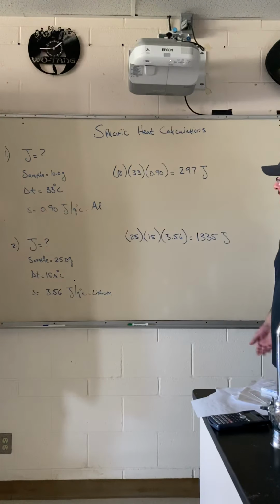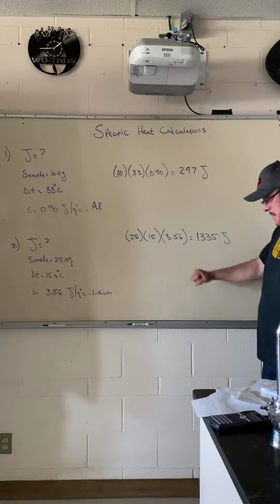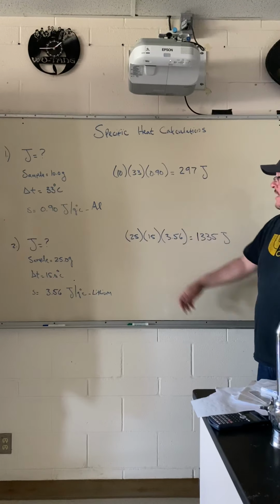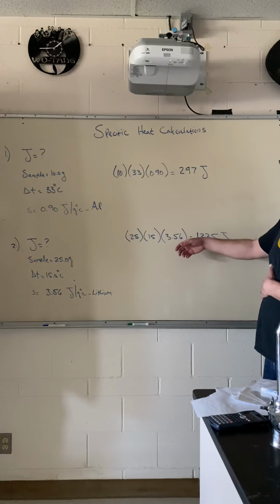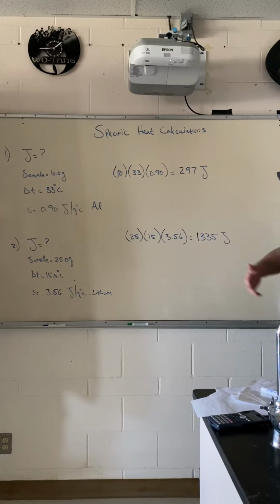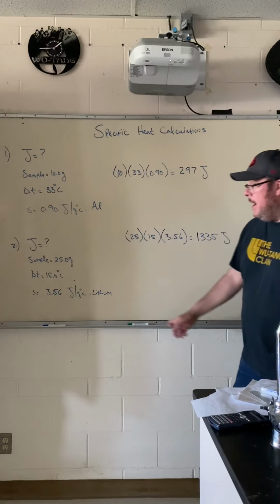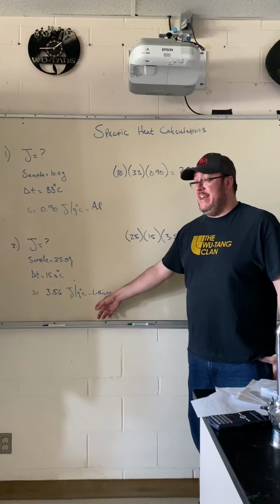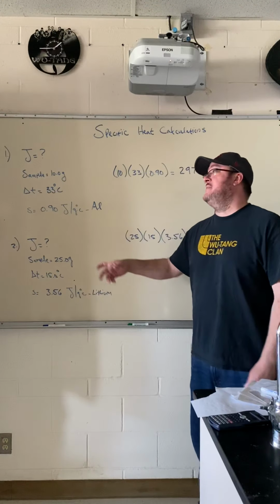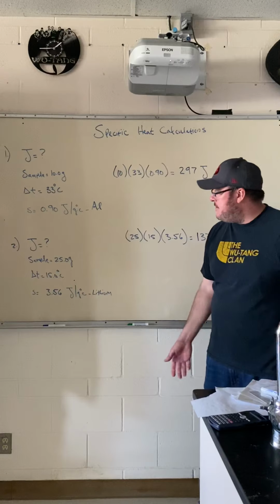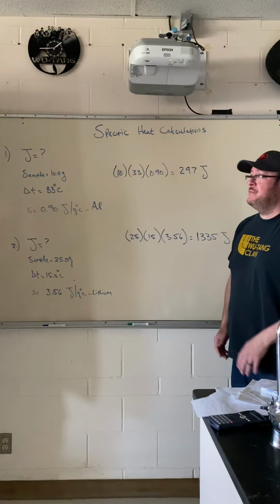So in this case, I've got my 25 gram sample. My change is 15 degrees Celsius. And then my specific heat capacity is 3.56 joules per gram degree Celsius. And if I multiply this all together, I'll get 1,335 joules. So that's how you calculate the energy given the specific heat. You need the specific heat, you need the temperature change, and you need to know the sample size. And if you've got those three together, you can calculate the amount of joules that are released.